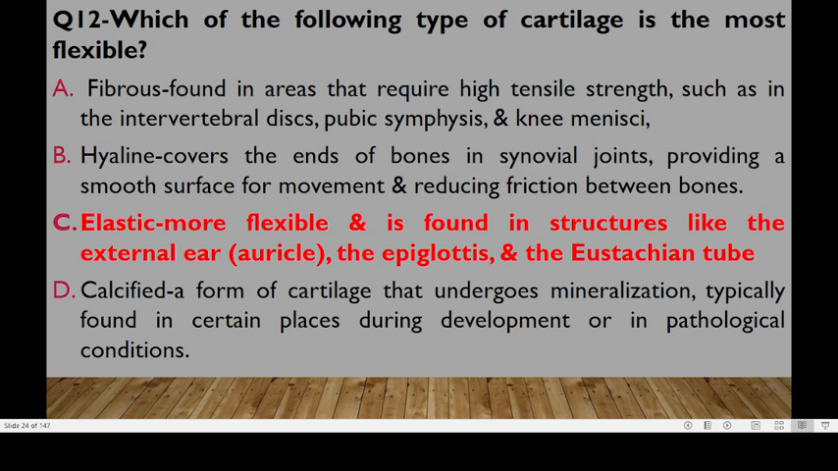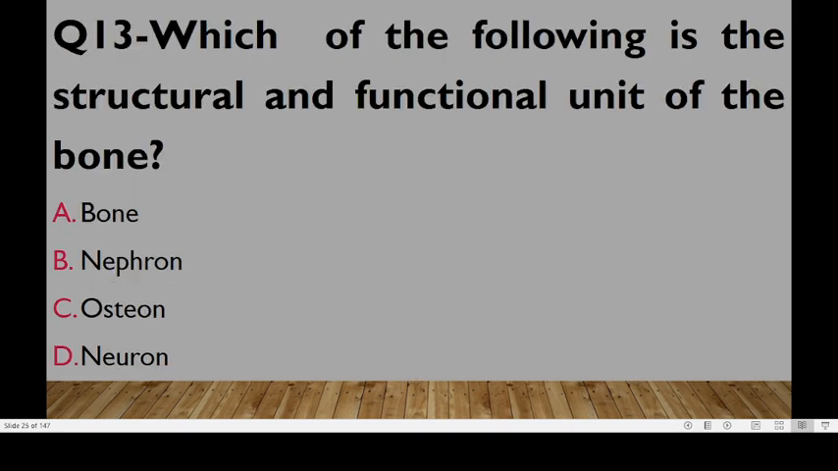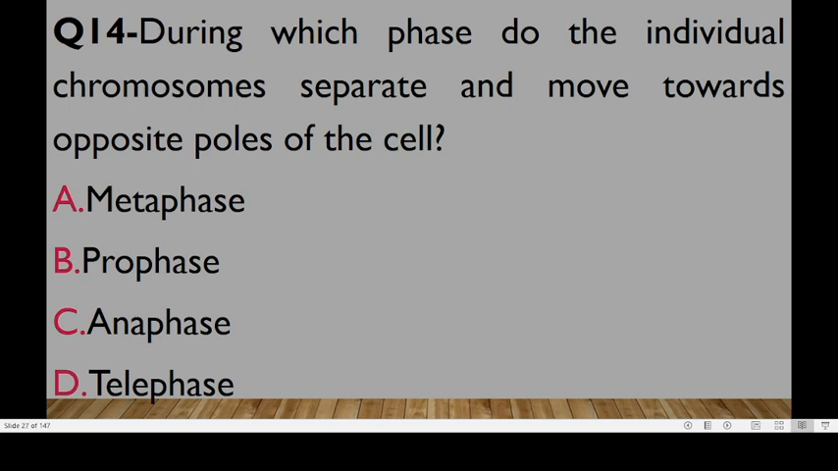Fibrous cartilage is found in the areas that require high tensile strength, such as the intervertebral discs, pubic symphysis, and the knee menisci. Hyaline cartilage covers the ends of bones in synovial joints, providing a smooth surface for movement and reducing friction between bones. Which of the following is the structural and the functional unit of a bone? Well, out of what you've mentioned, osteon is normally the functional unit of bone. The nephron is for the kidney.